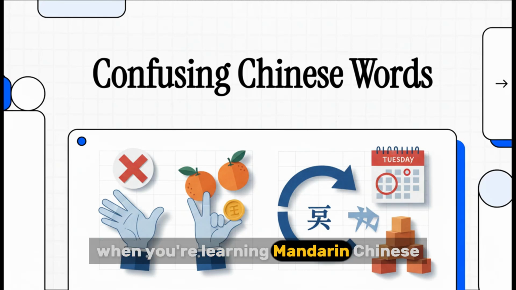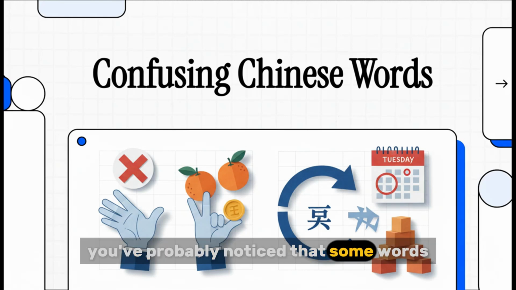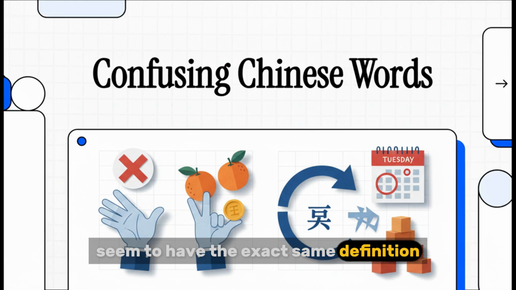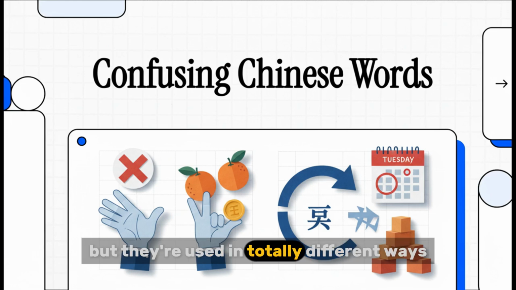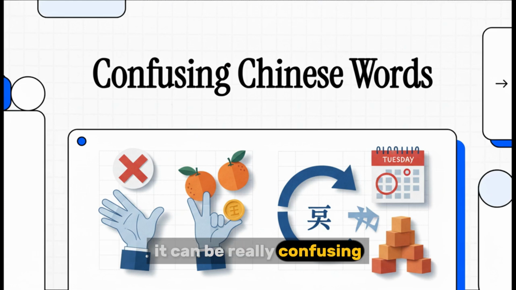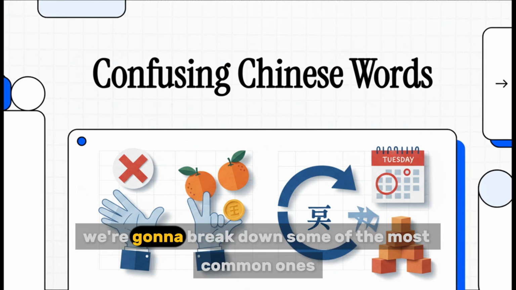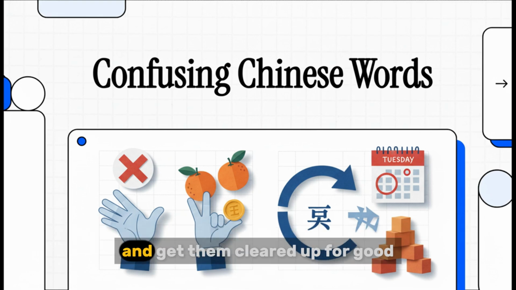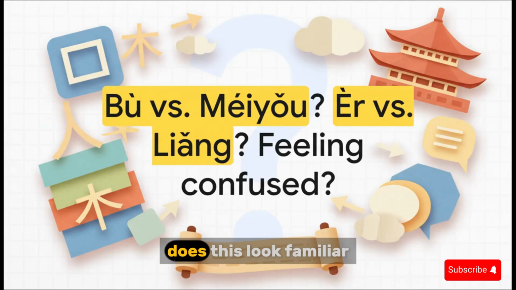When you're learning Mandarin Chinese, you've probably noticed that some words seem to have the exact same definition, but they're used in totally different ways. It can be really confusing. So in this explainer, we're going to break down some of the most common ones and get them cleared up for good.